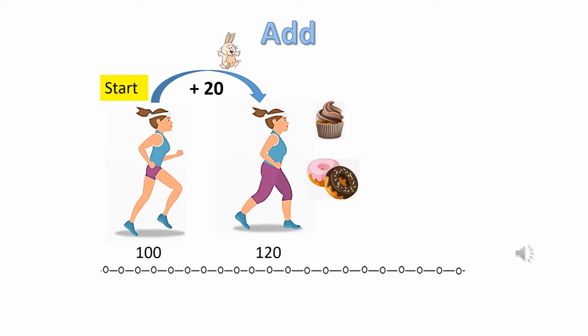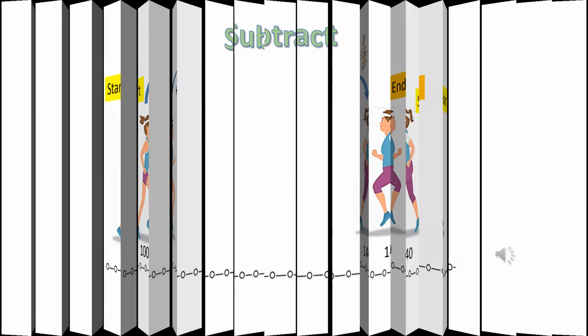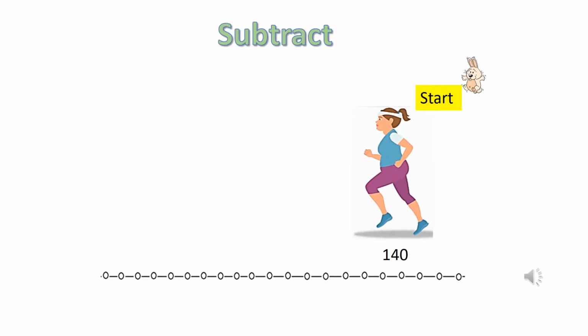Oh, but now she eats lots and lots of cupcakes and lots of donuts. Let's see what happens next. Because she ate all those cupcakes and all those donuts, she added more weight. Now she weighs 140 pounds. She decides that she wants to lose some weight. She wants to subtract some weight from her body.